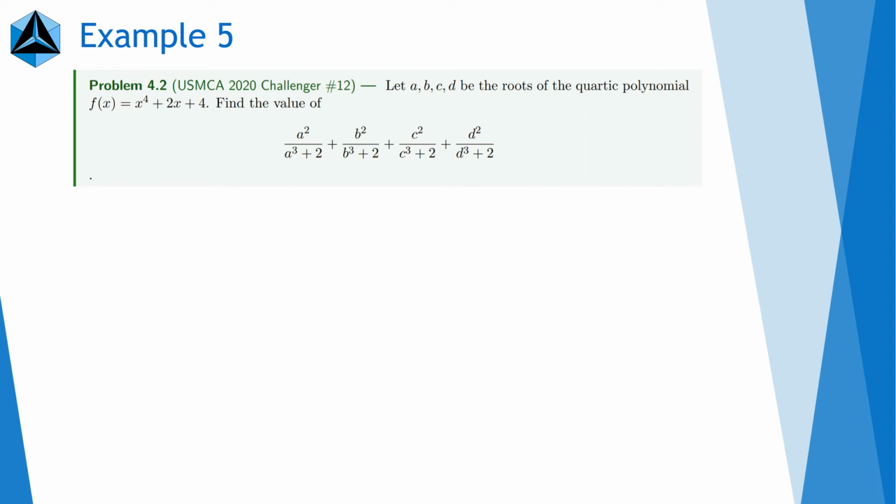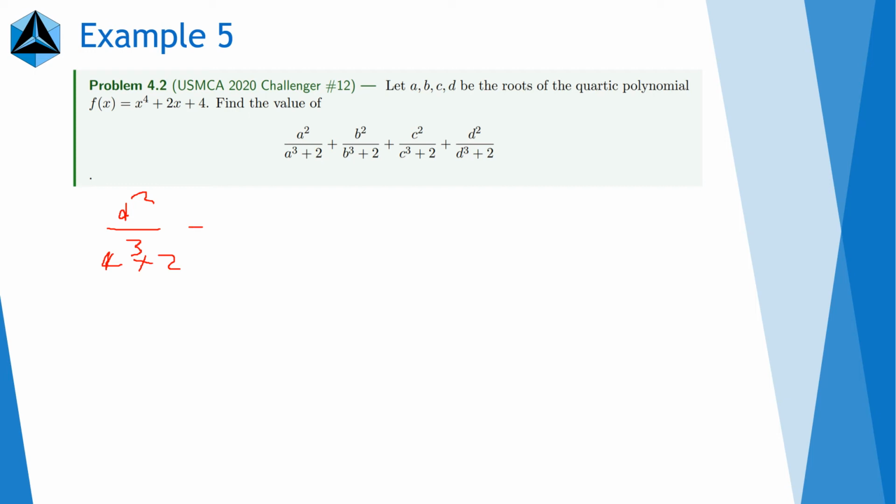Let a, b, c, d be the roots of a quartic polynomial f of x equals x to the fourth power plus 2x plus 4. Find the value of this whole thing: a squared over a cubed plus 2, repeated 4 times, basically. Before we touch this at all, we want to simplify a cubed plus 2, because it's very unwieldy to work with.